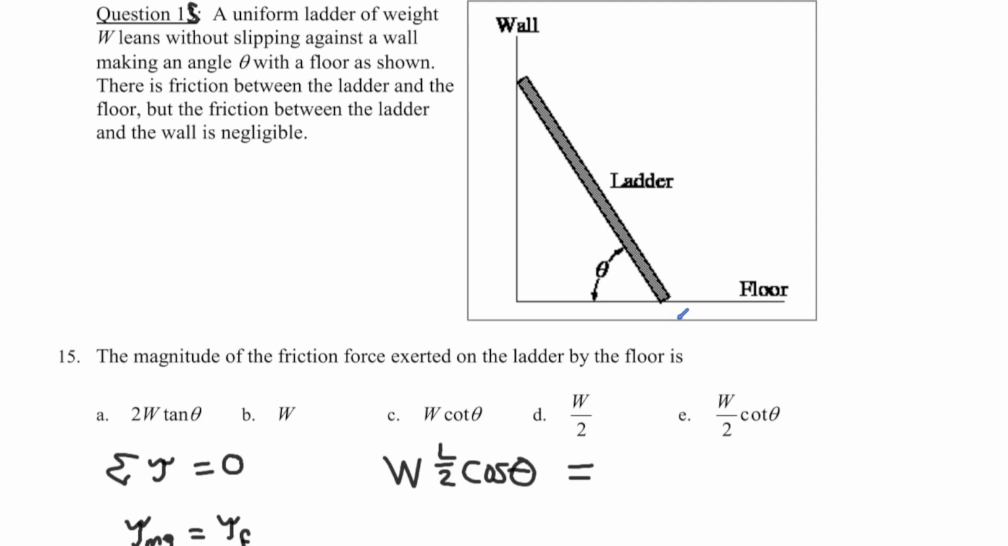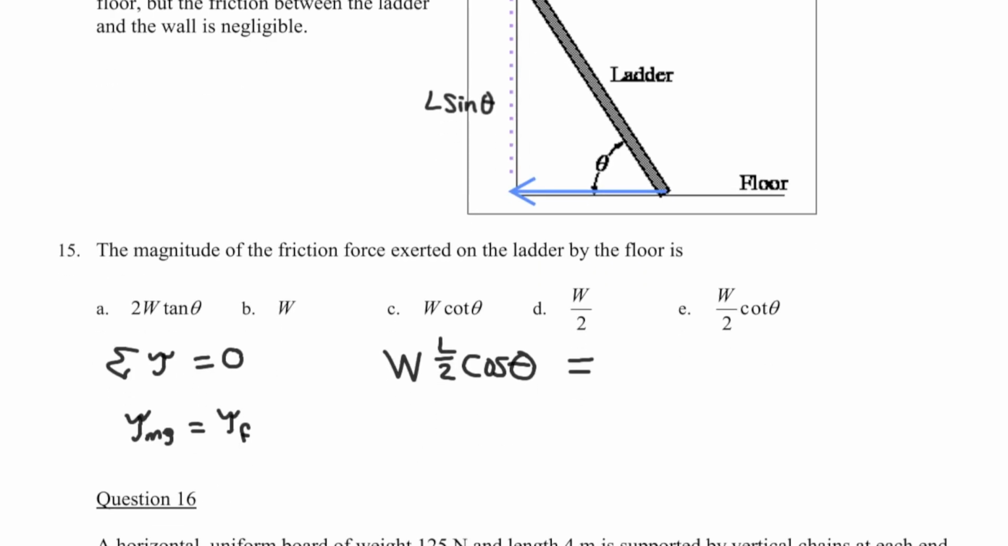We have a friction force that's going to act some way horizontally. I'll just draw my line of action like that. So our lever arm is just going to be the vertical distance, and that's just going to be L times sine theta. So we have a force of friction, we'll call it lowercase f for friction, and the lever arm is L sine theta.